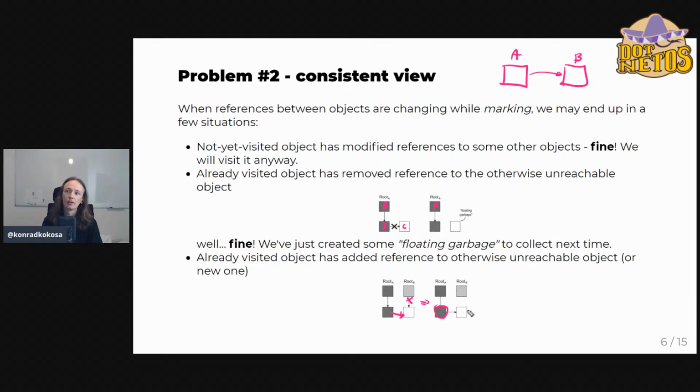It can also be that we are just assigning here a new object. So if you are creating a new object here and assigning it to an already visited object, then again we have visited this object, so we will not traverse it again, so we will not see that it now contains a reference to a new object. So this scenario is much more dangerous.